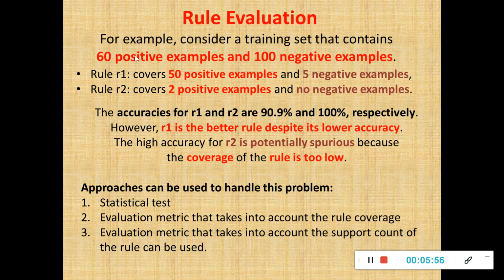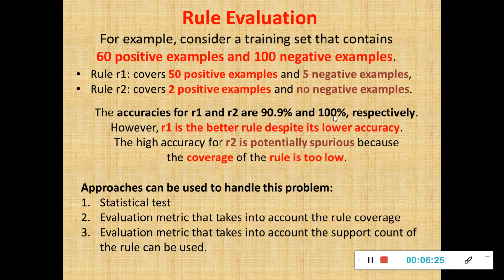Obviously you will select rule 2 because the accuracy of rule 2 is 100% when compared to 90.9% of rule 1. So you'll say R1 is better rule despite its lower accuracy. So please understand my sentences. Accuracy of R1 and R2 is 90.9 and 100%. When you start selecting a rule, you will say 100%. You will select rule R2 but not R1.